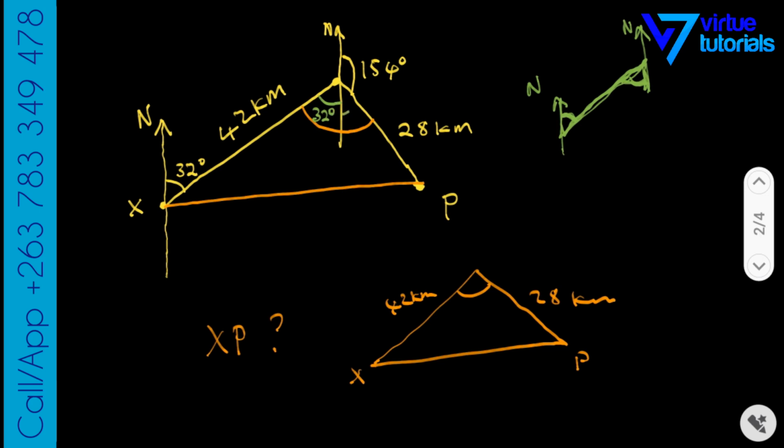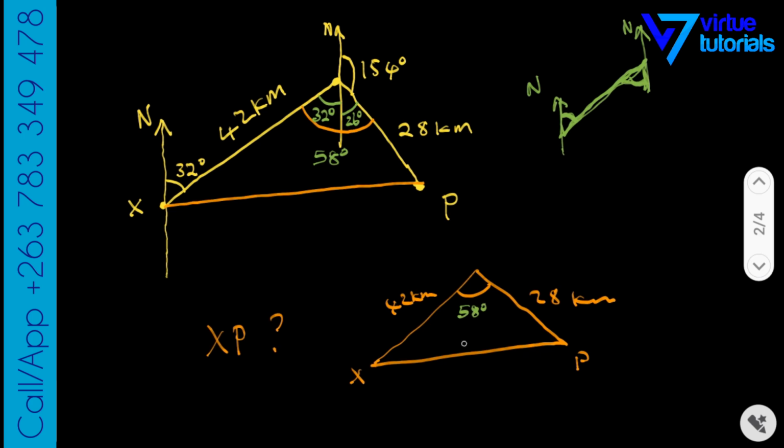And then on the other side here, I want to find this small angle here. What do I know? This is a straight line. Angles on a straight line add up to 180 degrees. So if I subtract 154 from 180, I get 26 degrees there. So I have 32 degrees there, and I have 26 degrees there. If I add this up, this is going to give you 58 degrees. So that's my angle there, 58 degrees.